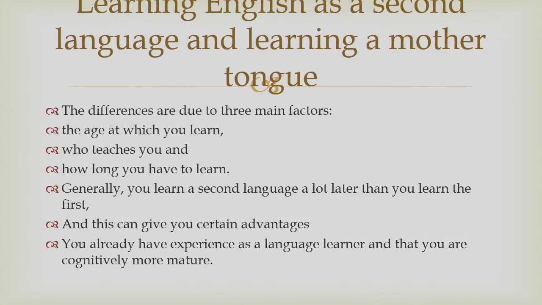Learning English as a second language and learning a mother tongue are done in different ways. First of all, we need to understand that the age at which we learn a first language or mother tongue and the age at which we learn a second language, which is in most cases English for us in schools, is different. Our teachers are different. How long the time that we're given to learn is also different.